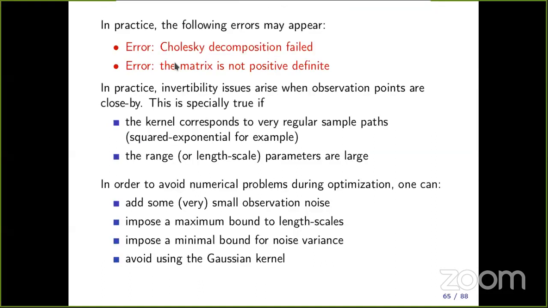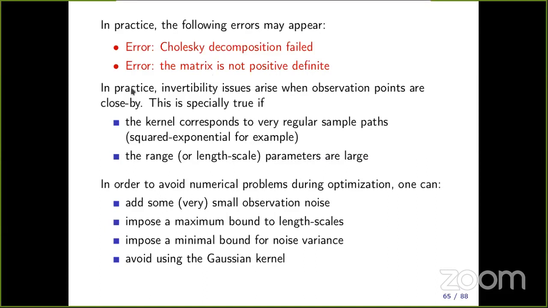And in practice, these kinds of errors may appear. So errors with a Cholesky decomposition that fails, or matrices that are not positive definite. Unless your covariance function is wrong, like there's a bug in it, these errors of Cholesky and matrix not being positive definite are just numerical errors. On paper, we should not have them, but in practice, we can get them.